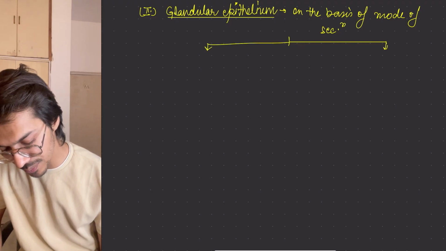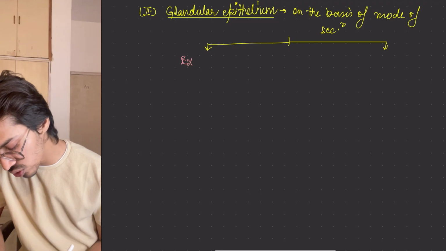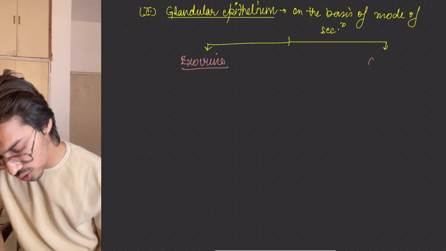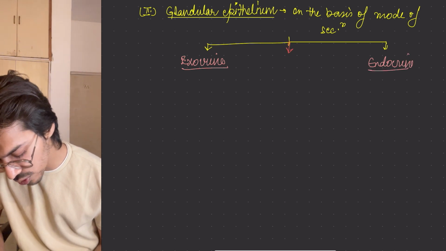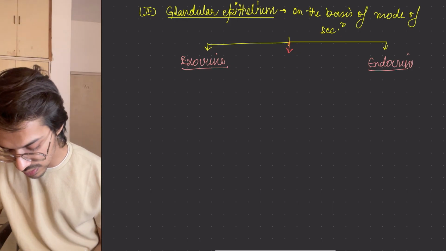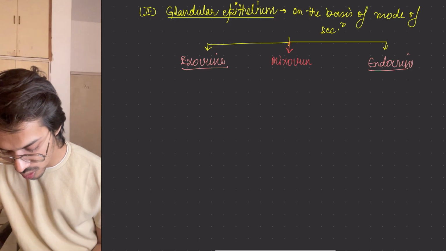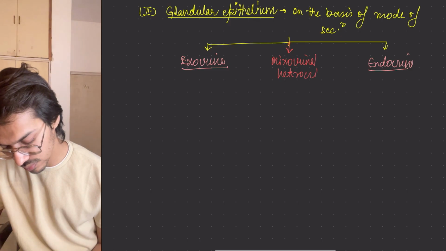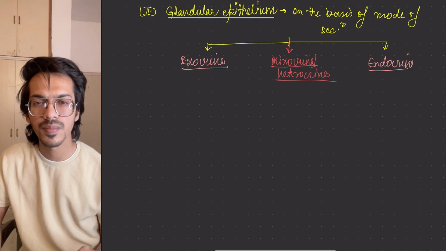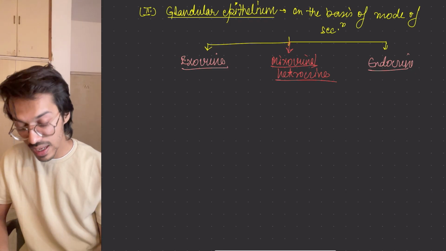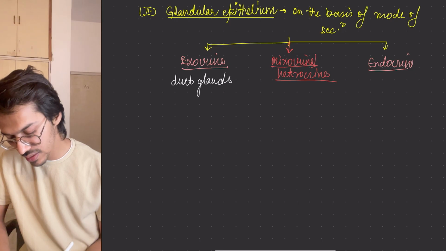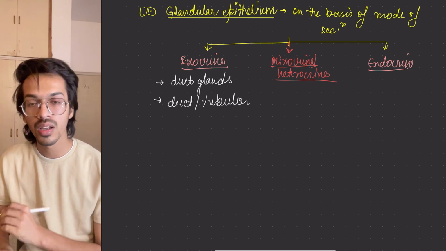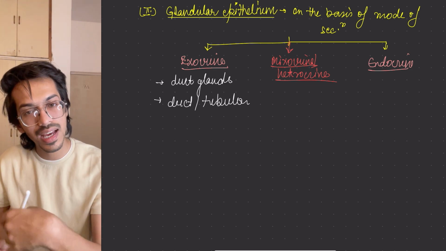So it is of two types. What are the two types? Number one is the exocrine gland and number two is the endocrine gland. There is a third type also, which is not given in NCERT. That would be the in-between of them, which has both functions. That is what? Mesocrine or heterocrine. The exocrines are duct glands, which means they release their secretion into ducts or tubules, and then it reaches a certain area and does its function.